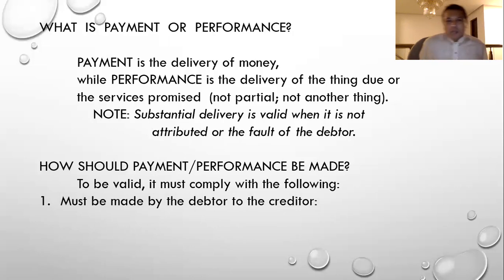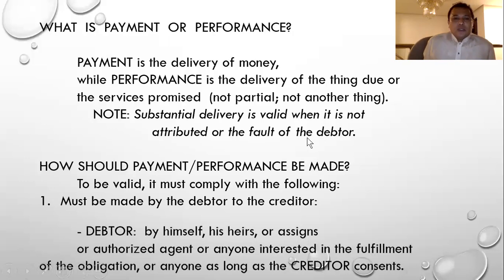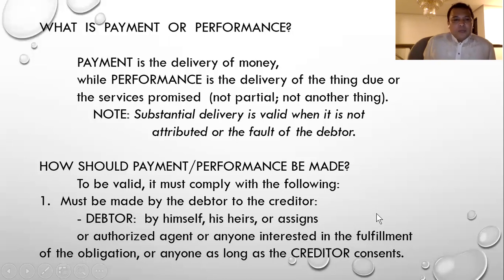So how should payment be made or how performance should be made by the debtor? To be valid, the payment or performance must comply with the following requisites. Number one, it must be the debtor making the payment or performing or rendering the service to the creditor. So the debtor could be himself or his heirs if he's already dead, or his assigns, or an authorized agent, or anyone interested in the fulfillment of the obligation, or anyone as long as the creditor consents. So who is a person interested in the fulfillment of the obligation? One who has a relationship with the debtor, and he is interested in fulfilling the obligation.